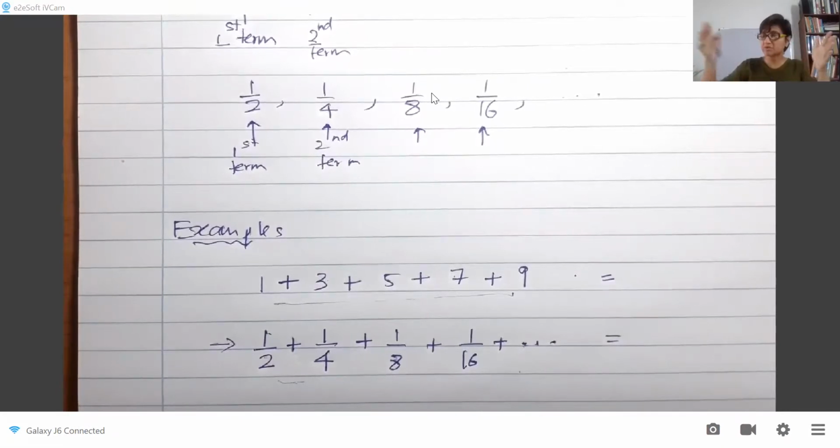You can add up to a certain point in your sequence, or if it is a finite sequence, you can add all of them. Still, it is a finite number. Or if you have an infinite series, you still can add all of them, infinitely many of them. That is called a series.